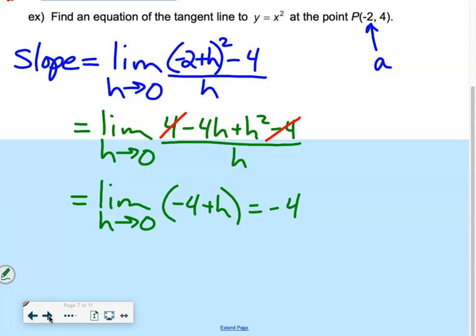So that's our slope. That's our point. So our equation of our tangent line is y minus 4 equals negative 4 times x plus 2, which we already found before.